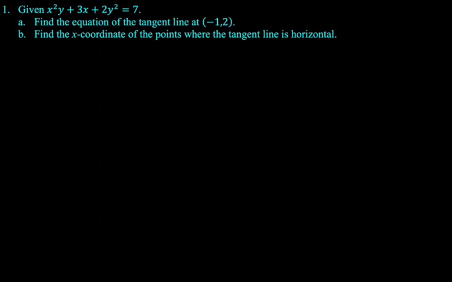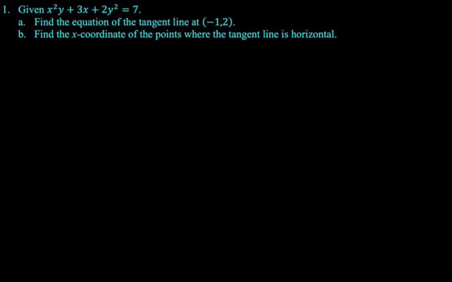So first up, given that x squared y plus 3x plus 2y squared equals 7, find the equation of the tangent line at (-2, 1). All right, we can do that. Find the coordinates of the points where the tangent line is horizontal. Maybe this should have been a calculator problem for part B. I used a calculator, so I'm giving you permission to use a calculator on part B. Not on part A though.